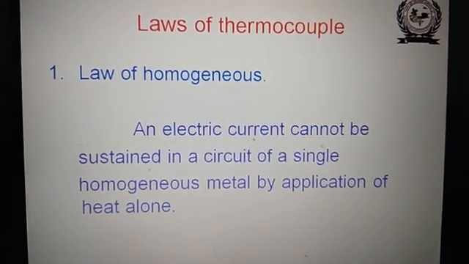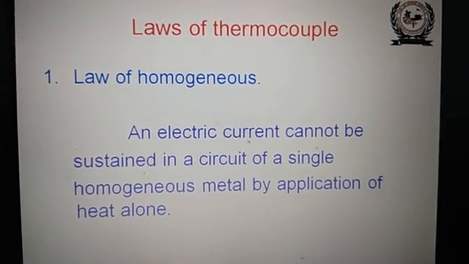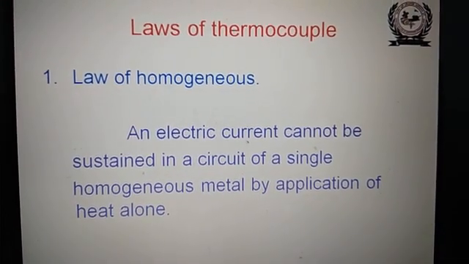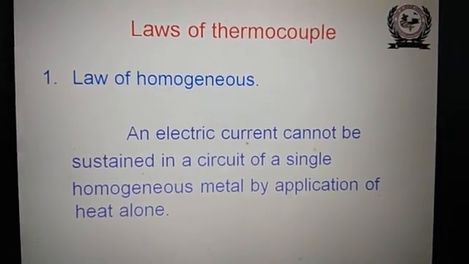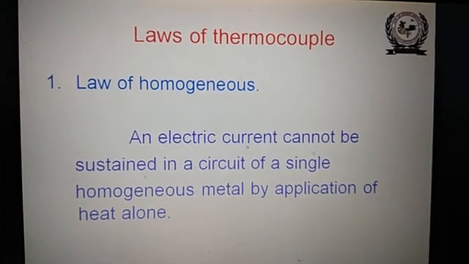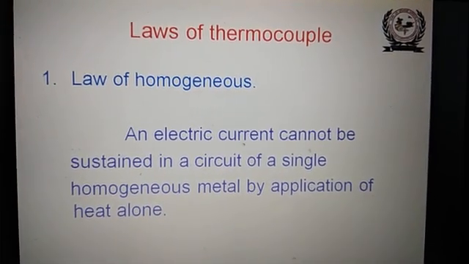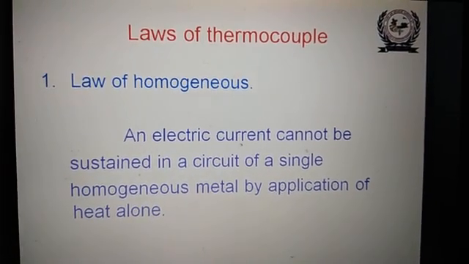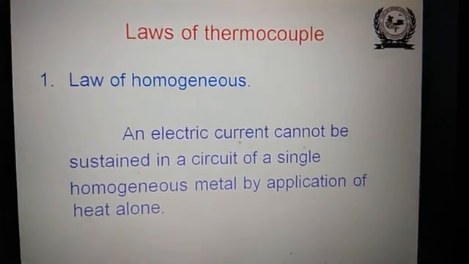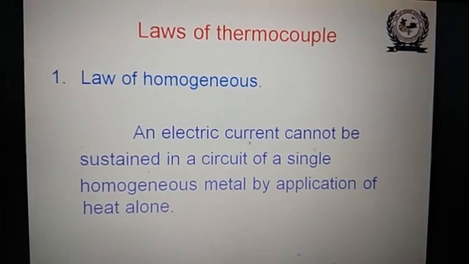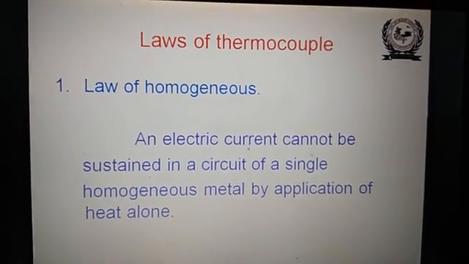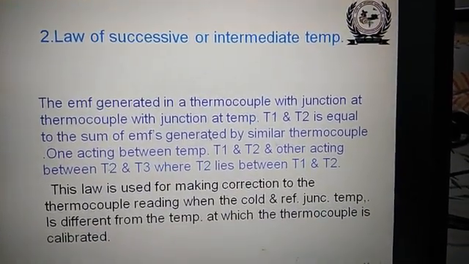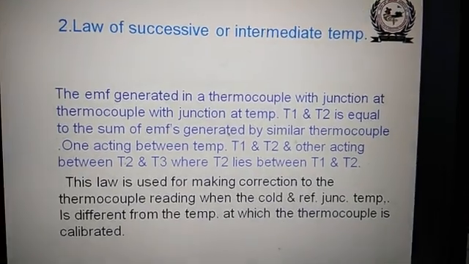An electric current cannot be sustained in a circuit of a single homogeneous metal by the application of heat alone. What does it say? The law of homogeneous circuits: if a single homogeneous metal is used, then current will not be sustained with the application of heat. This is the first law. The second law is the law of successive or intermediate temperatures.